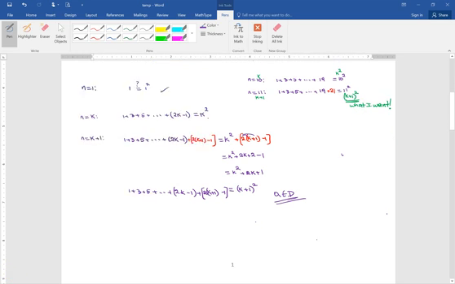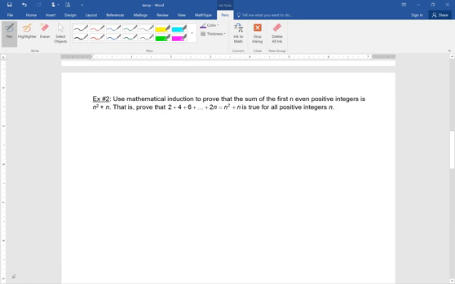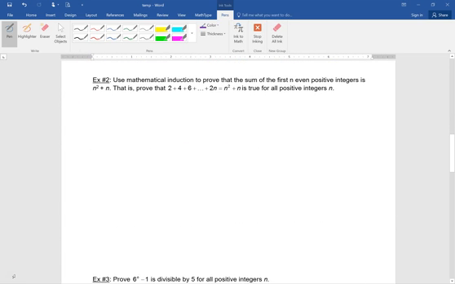Now the next one is the sum of the even numbers. And this says that the sum of all the even numbers is equal to n squared plus n. So if you had like 100 even numbers, 2, 4, 6, and so on, 100 of them, it would equal 100 squared plus 100. Okay? And we're going to prove it.